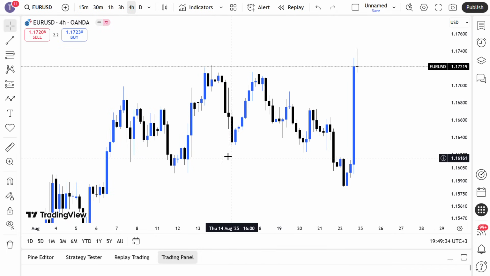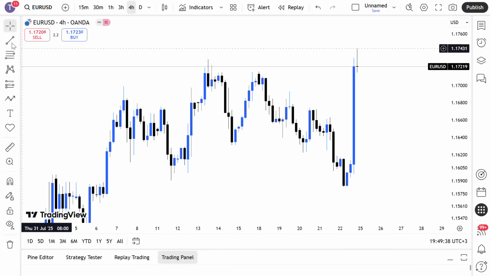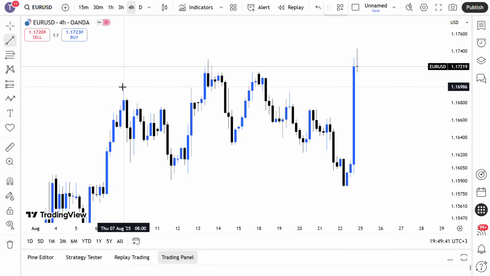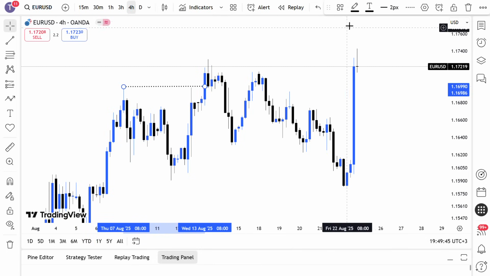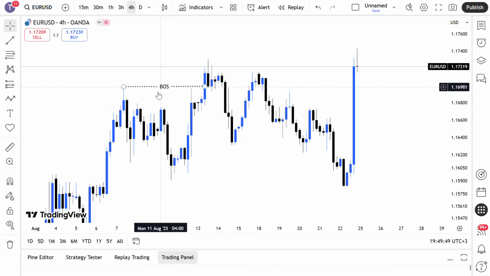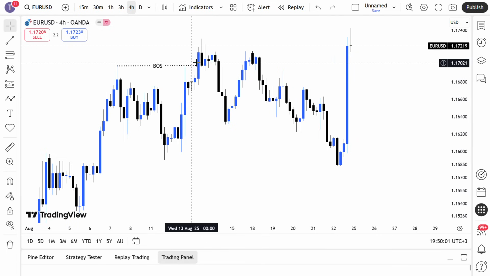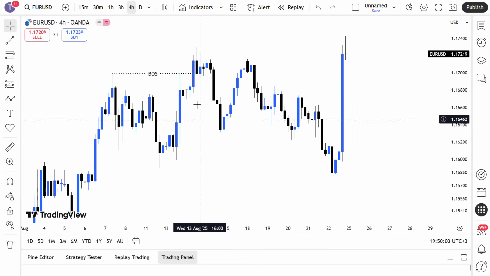So in this example here, I have EUR/USD. It is a 4-hour time frame, and if you had marked this as your break of structure to the upside, you would have been in very big trouble. If you mark this as your break of structure, that means you will be looking for buy trades down here from this origin to the upside, the origin that broke structure to the upside.